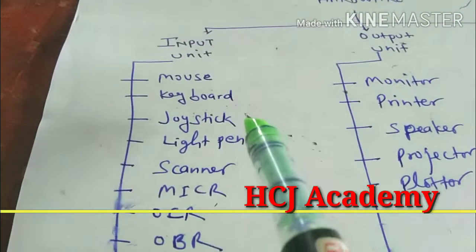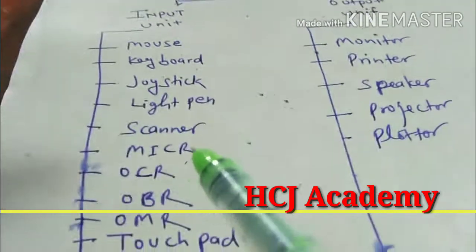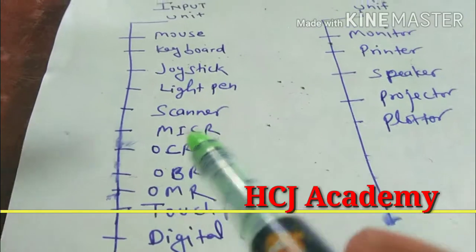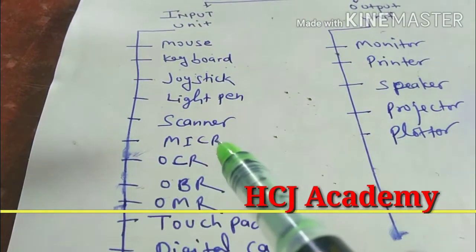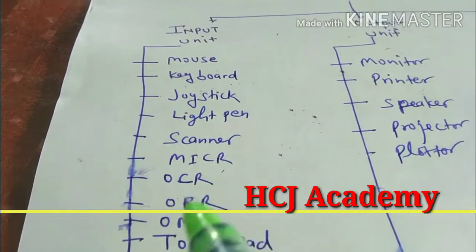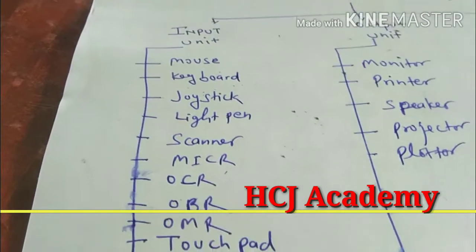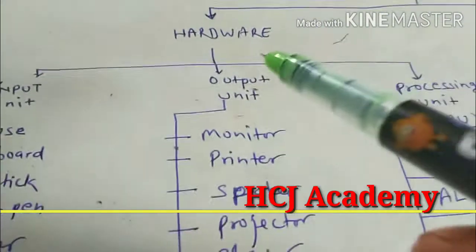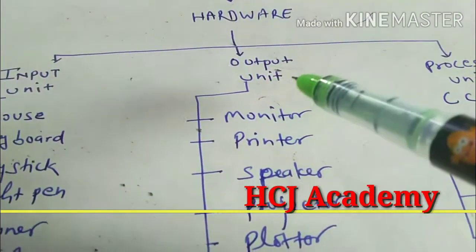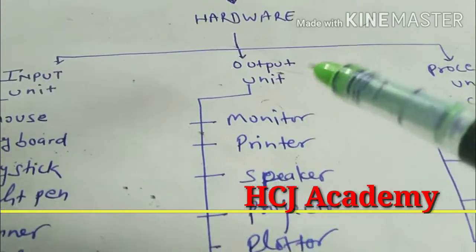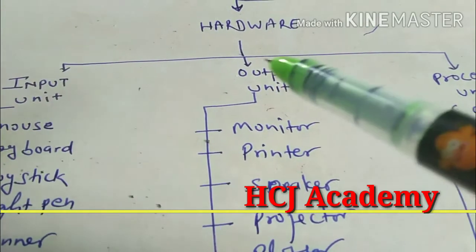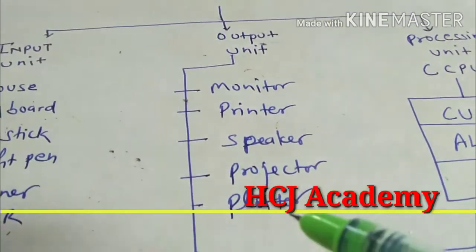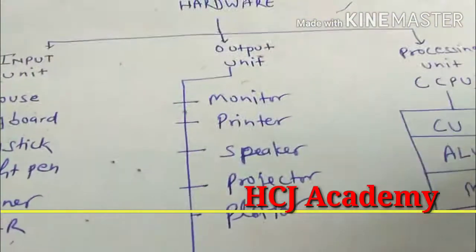Like mouse, keyboard, joystick, light pen, scanner, MICR, full form magnetic ink character recognition, OCR, optical character reader, OBR, optical bar reader, OMR, optical mark reader, touchpad, digital camera. And the next one is the output unit. Those devices which can be used to display data are called output devices, like monitor, printer, speaker, projector, plotter.